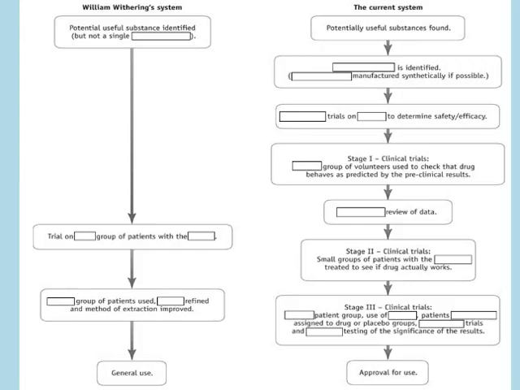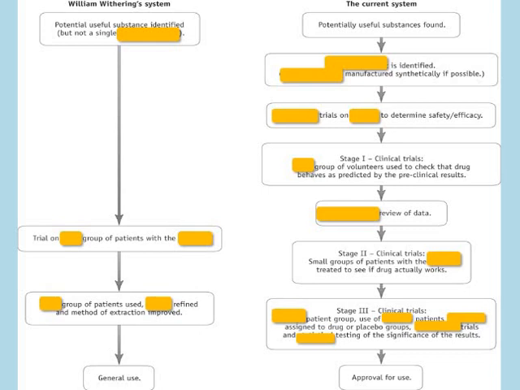Let's have a look at one more, and this is summarizing the system of William Withering's time to our current system. You have a few gaps that you need to fill in, so I'd like you to pause this slide, have a read through, and then we'll go through the answers together. Okay, let's look through our answers.